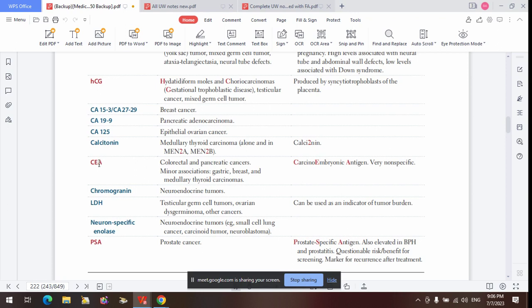And the gene that is implicated in MEN2A and MEN2B is what? Anybody? What's the gene that is mutated in them?